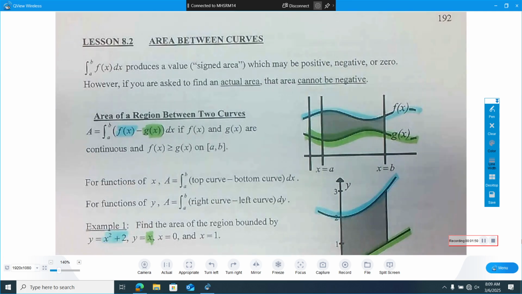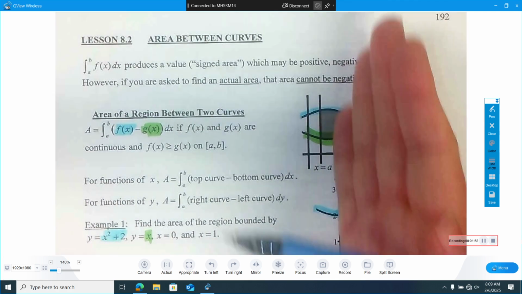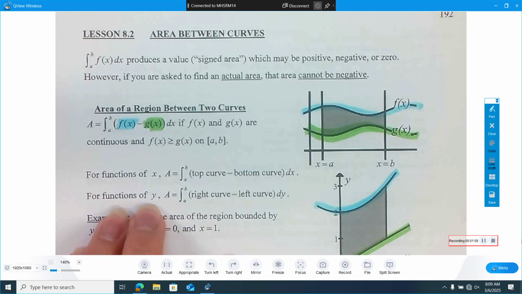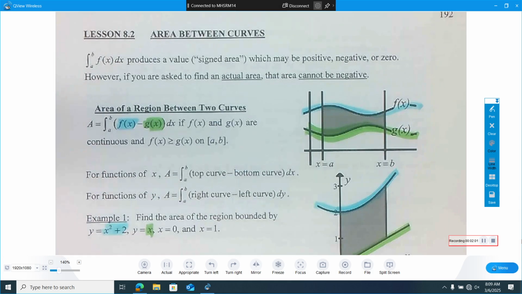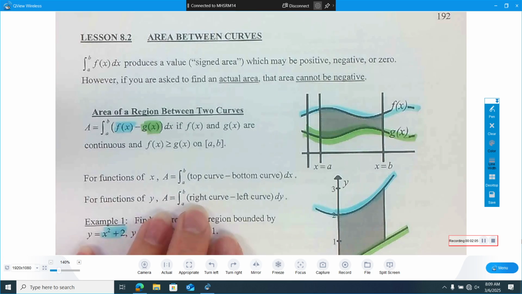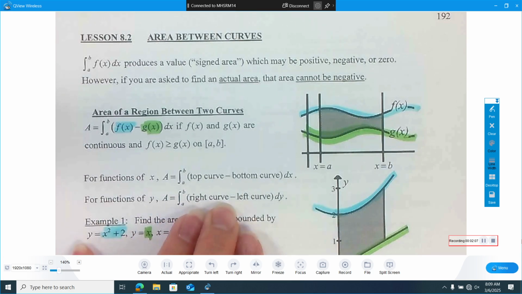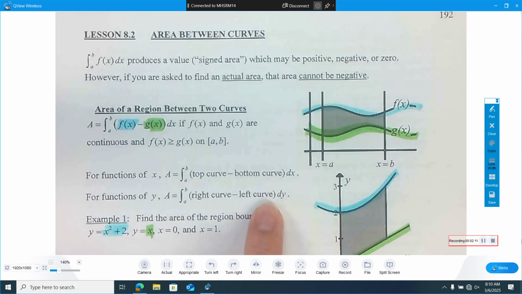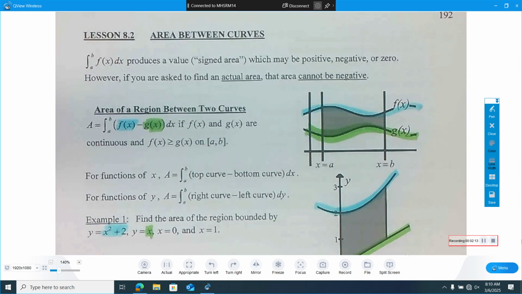So normally our functions are in terms of x, but there are times when our functions are going to be in terms of y. In which case, if we want to find the area between the curves, we want to do the right curve minus the left curve, which you'll see when we do an example.